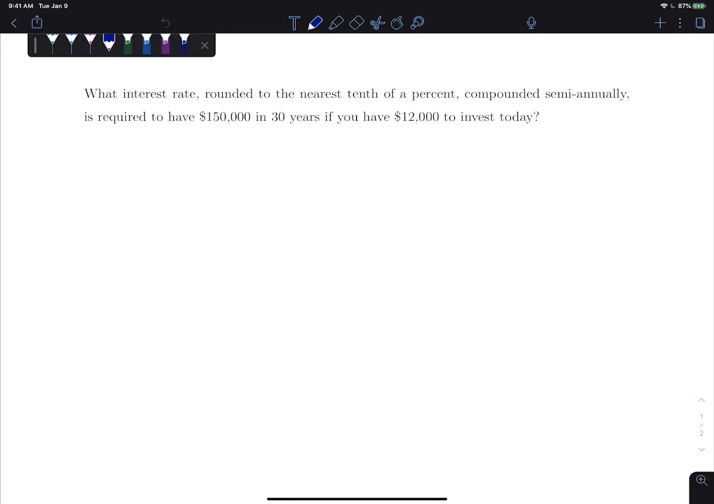Hello. In this video, we want to look at this compound interest question. What interest rate, rounded to the nearest tenth of a percent, compounded semi-annually, is required to have $150,000 in 30 years if you have $12,000 to invest today?